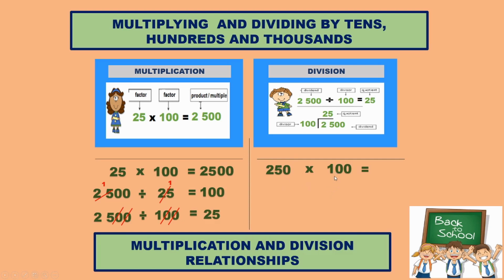250 times 1 is equal to what? Correct, 250. But you still have the remaining two zeros here. So all you have to do is to tag it. Tag here or copy here. So your answer is 25,000. Just like before, if you are looking for this missing number, that means you have to ask yourself, how many groups of 100 can you make out of 25,000?